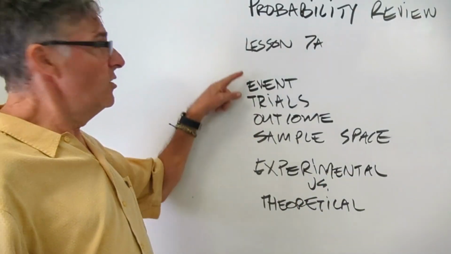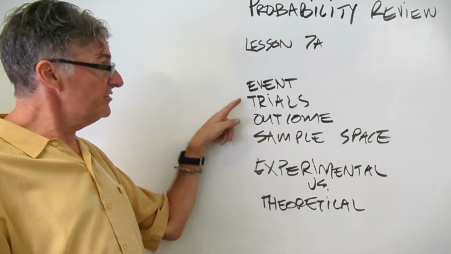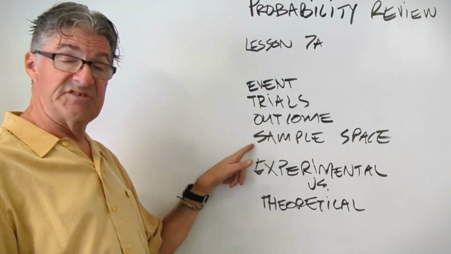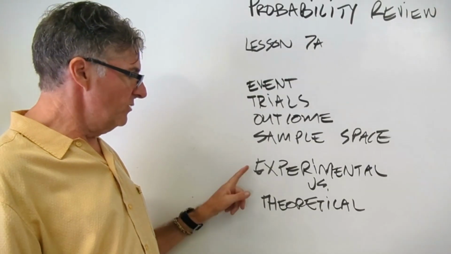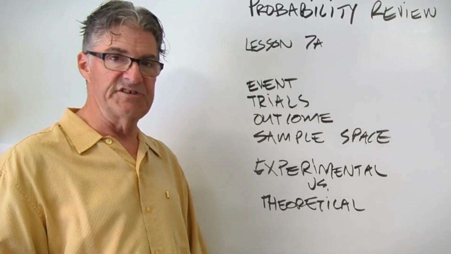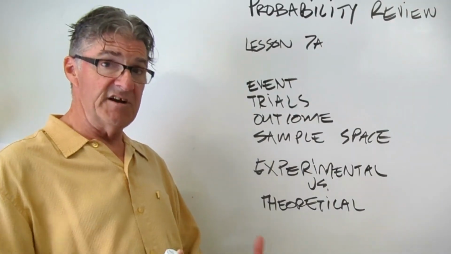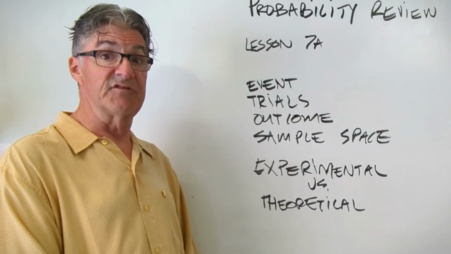Lesson 7a was mostly about vocabulary. We had event, trials, outcomes, and sample space. You're going to want to know what all of these mean. And then we had experimental versus theoretical probability. Now, theoretical is if you roll a die and it's a fair die, you know that any one number has a 1/6 chance of coming up.